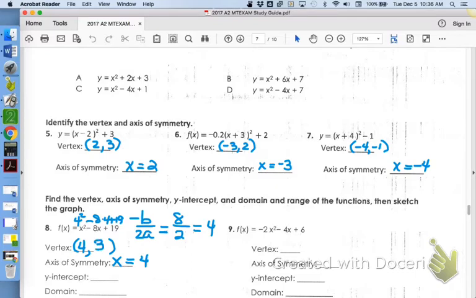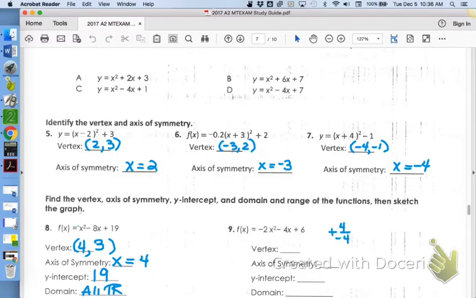The y-intercept is always the value of c. So c is 19. The domain is always all real numbers for a parabola. Okay, the same thing here. Vertex is the opposite of b, which is 4, over 2 times negative 2, which is negative 4. Sorry, that should be a positive. The opposite of negative 4 is positive 4. 2 times negative 2 is negative 4, so that's negative 1.